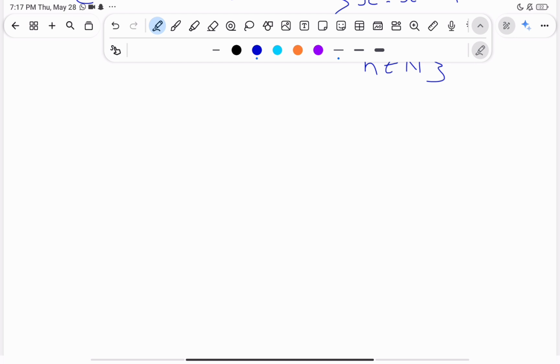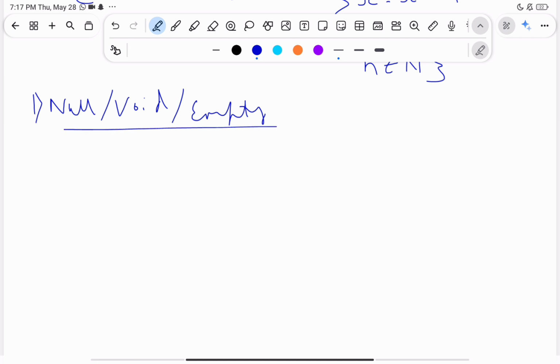Next important topic is types of sets. First type of set is null set, void set, or empty set. What is null set, void set, or empty set? It means A has no elements, no elements in it. It is denoted by phi.